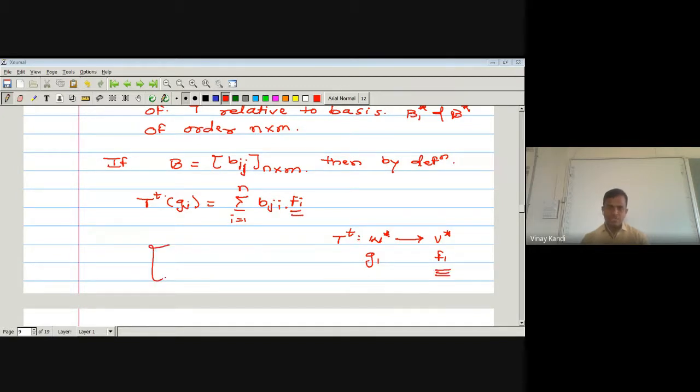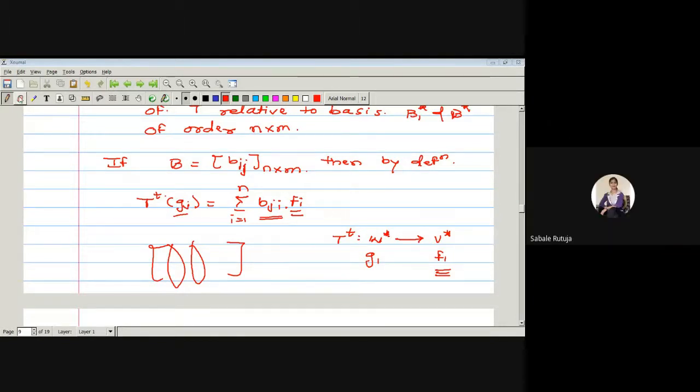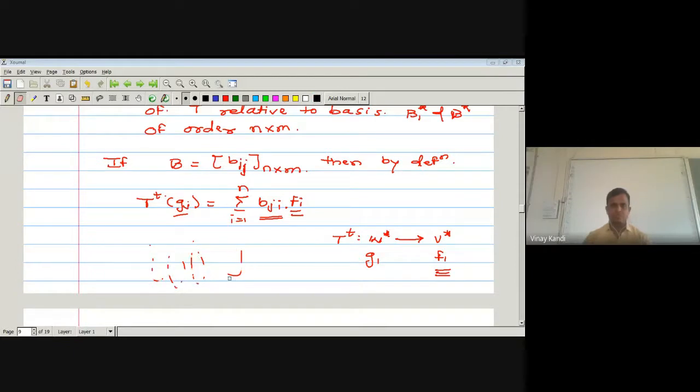And in the matrix, the first column will be all these scalars. The second column will be the scalars of T transpose of G2. Okay, is it correct? Yes, sir. So here T transpose of Gj is equal to summation i running from 1 to n Bji into Fi. Okay, give it equation number 3.